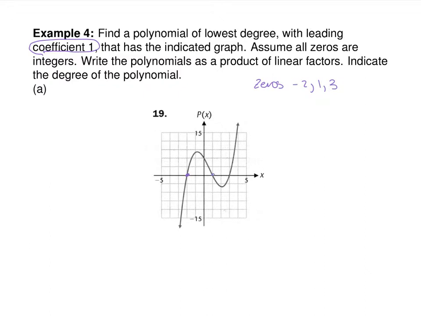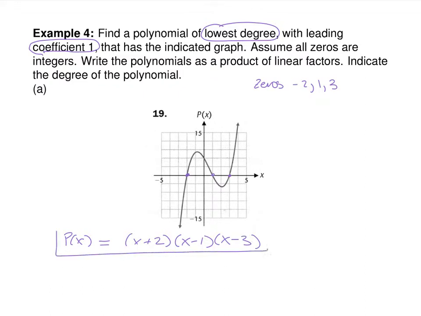And because they also do say lowest degree, right? Because the graph crosses the x-axis at all of those points, the powers on those factors that come from those zeros have to be odd powers. Does that make sense? They can't be even. So this is going to have to come from some polynomial that is x plus 2, times x minus 1, times x minus 3. And its degree would equal 3.